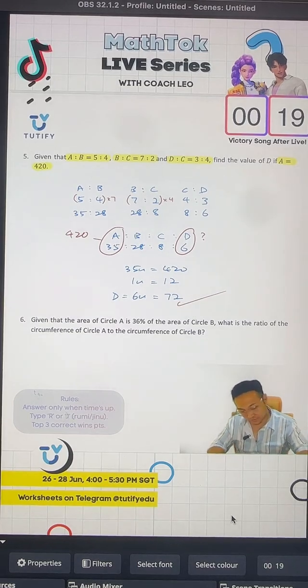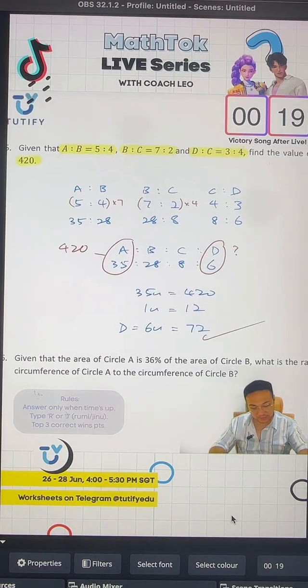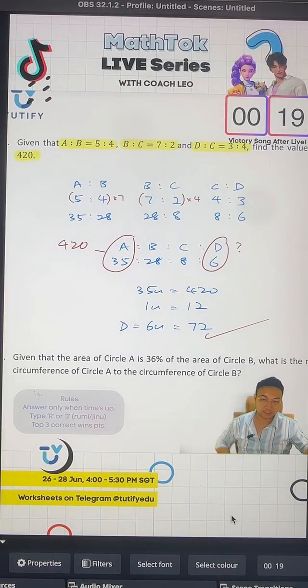So, students, remember whenever you see different fractions, different ratios like that, try to link them together by making the common alphabets the same.